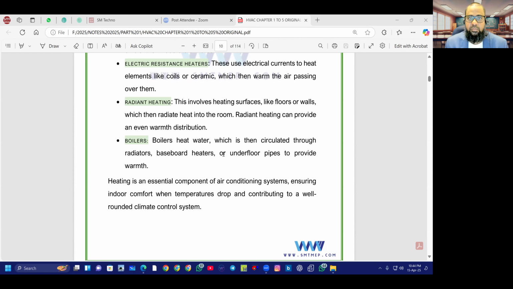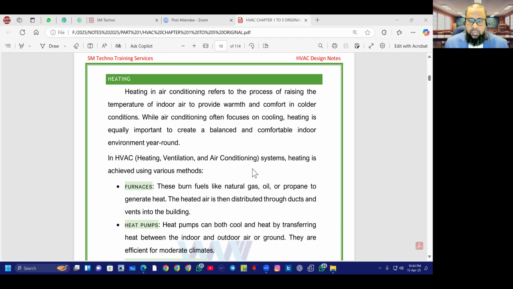I want to ask a question based on the definition. Can you go back to the heating definition? Yes. Sorry. Yes. You state that heating in air conditioning refers to the process of raising the temperature of indoor air to provide warmth and comfort in a colder condition, right? Yes. But as HVAC is heating, ventilation, and air conditioning, would I be right to say that heating and ventilation are a subset of air conditioning?